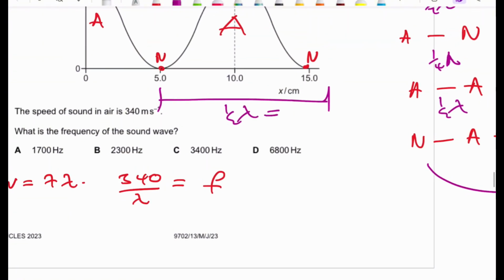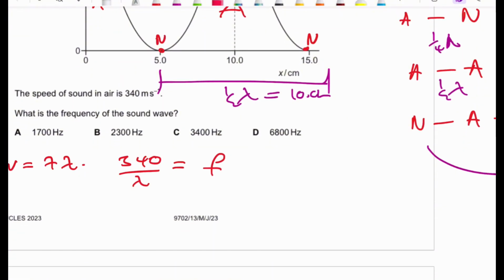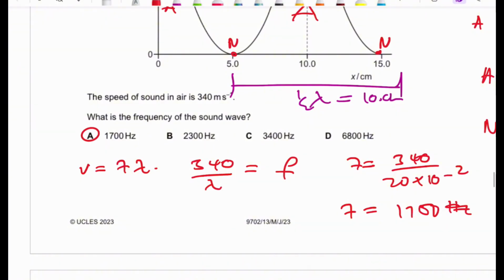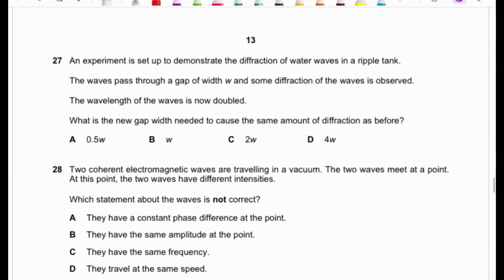So from here to here, that's going to be equivalent to 10 centimeters, right? So lambda is going to be 20 centimeters, in fact, if we look at it from that angle. So the value of f, very important, is going to be 340 divided by 20 times 10 to the power of -2, I think. So that's going to give my value of f of approximately 1,700 hertz. 1,700 hertz, that's A.